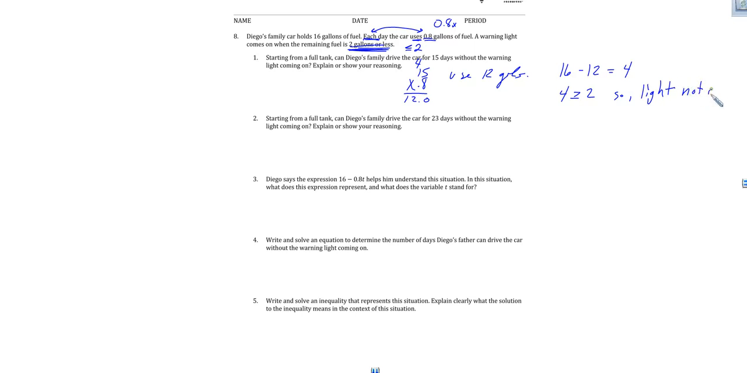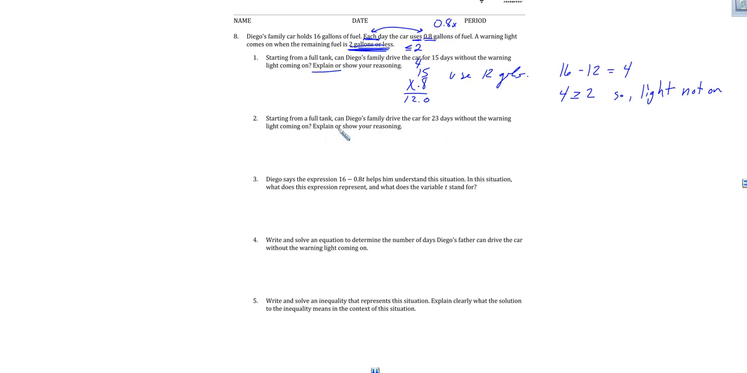Light not on. Right? So explain or show our reasoning. Here's our reasoning. Okay, 15 per day, 12, that's 12 gallons of gas used. 16 minus 12, 4 left over, so the light doesn't come on. I think that's kind of self-explanatory. Although this is a very short reasoning, I'm not getting super detailed. You might want to get a little more than that when you do your test.